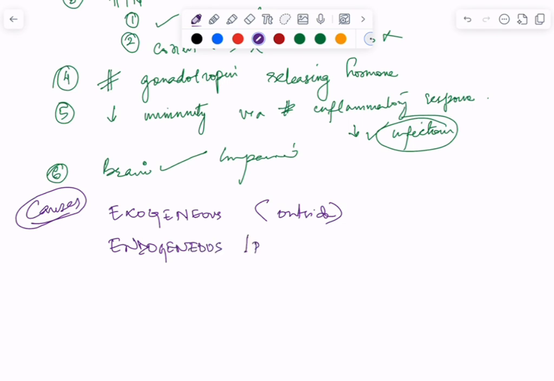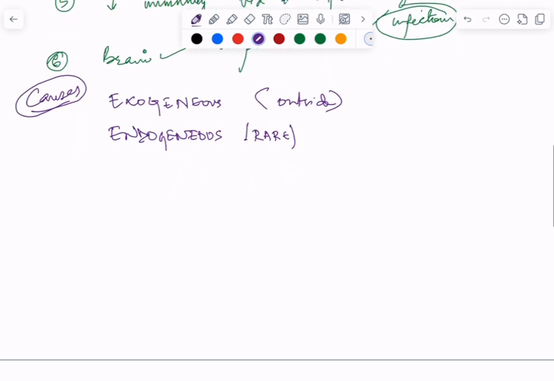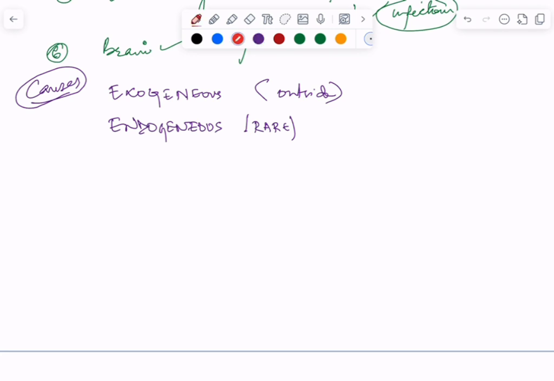Endogenous negative feedback causes decreased CRH and ACTH and decreased cortisol production in the zona fasciculata, and this will lead to a lack of stimulation of the zona fasciculata, leading to shrinkage and atrophy of the zona fasciculata. This is a rare thing where the negative feedback is there.